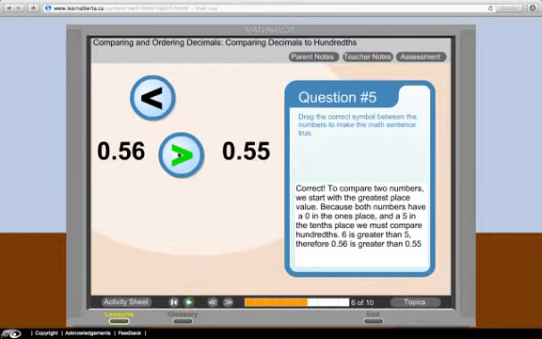Correct. To compare two numbers, we start with the greatest place value. Because both numbers have 0 in the ones place and 5 in the tenths place, we must compare hundredths. 6 is greater than 5, therefore 56 hundredths is greater than 55 hundredths.